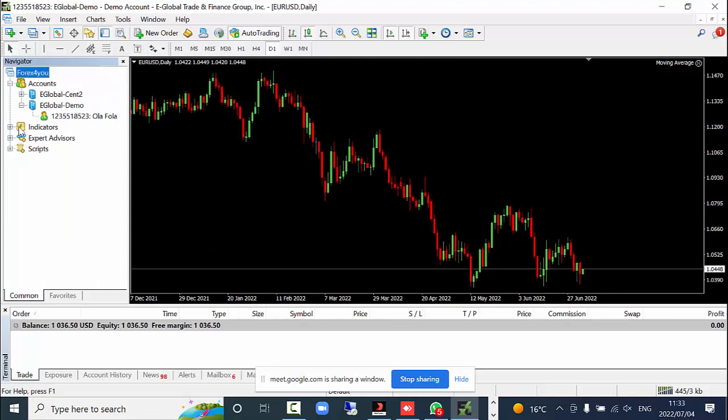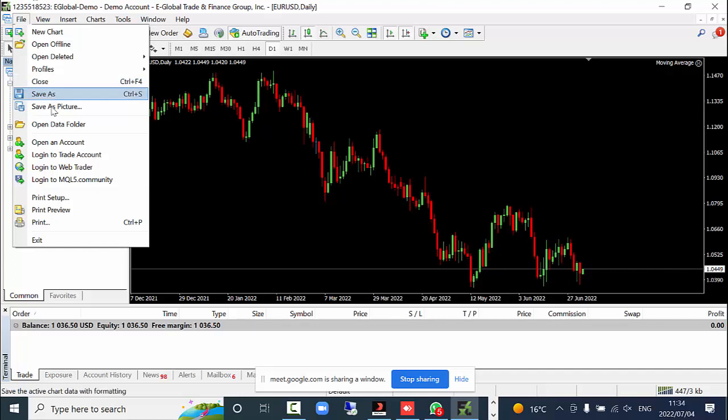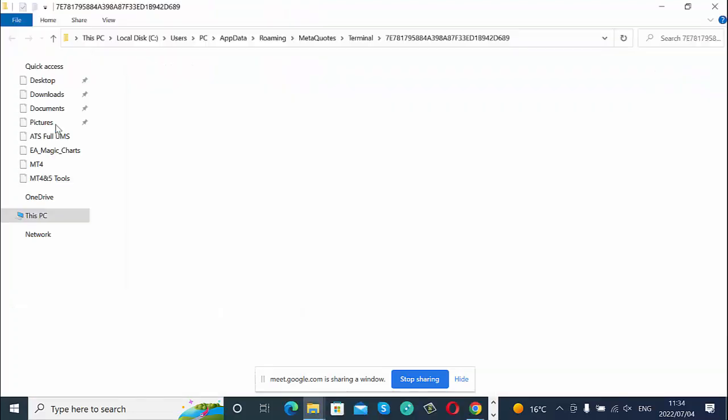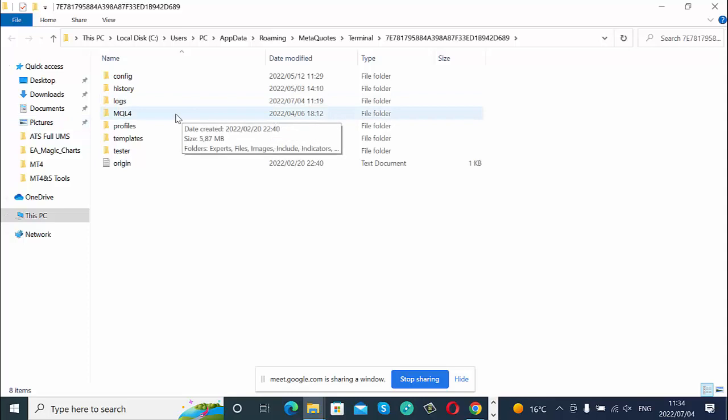So there are 2 major tools that we use in trading. There were 3, but one is not common: script. I don't write script. I write main code. Then we have Expert Advisor and we have Indicator. Now, for you to install any one of them, you go through the file, you come to data folder, you open it. This is my data folder. You come to MQL4. If it is MT5, you come to MQL5.